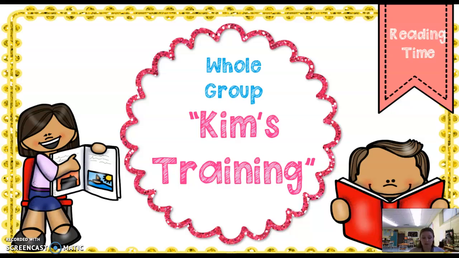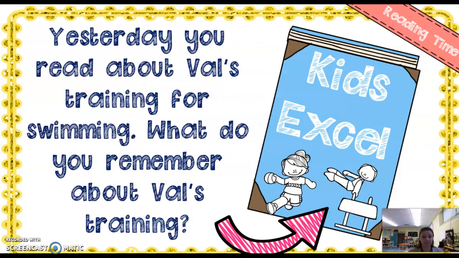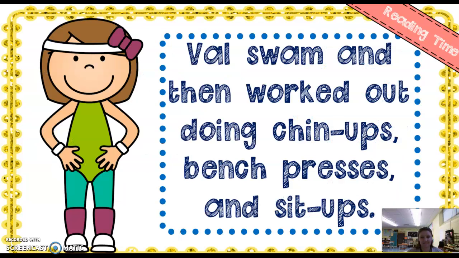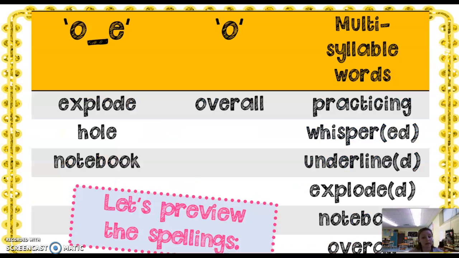Okay, so the story that you are going to be reading today is called Kim's Training. Now, in the last lesson, you read the story called Val's Training. What do we remember about Val's training? What did Val do in her training? Val swam first, and then she worked out. She did chin-ups, she did bench presses, and she did sit-ups. So Val is the first sister, and today we're going to read about Kim.